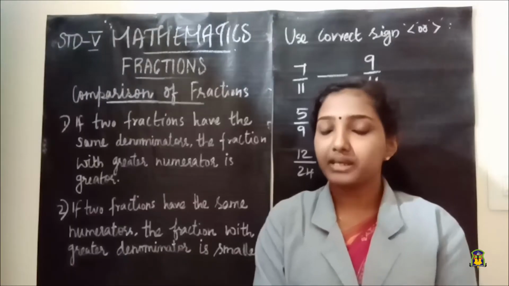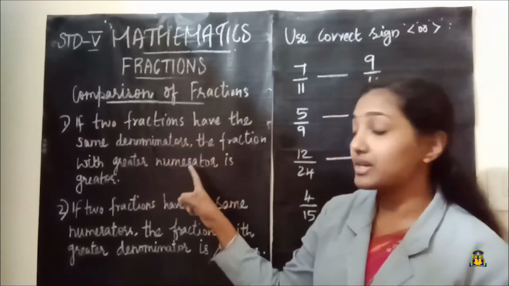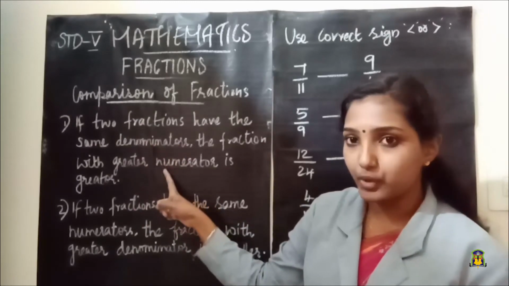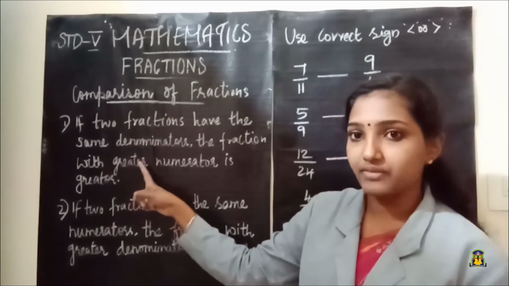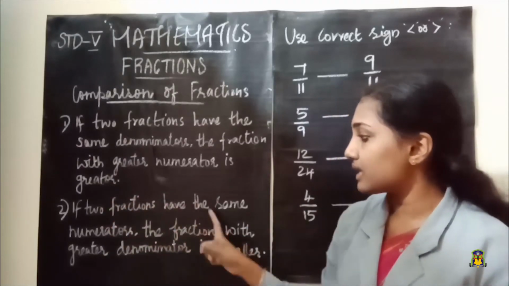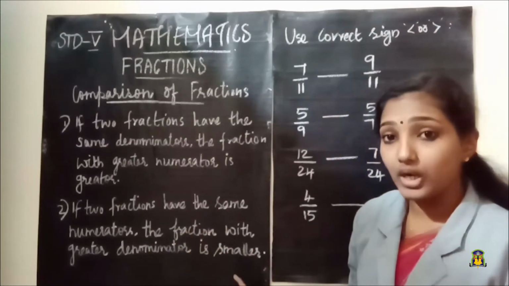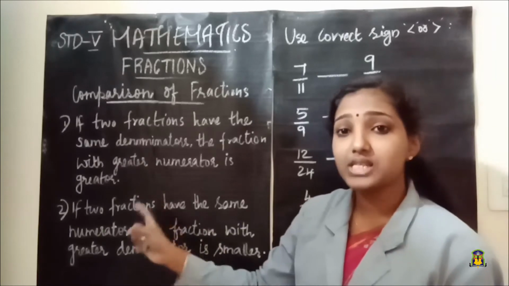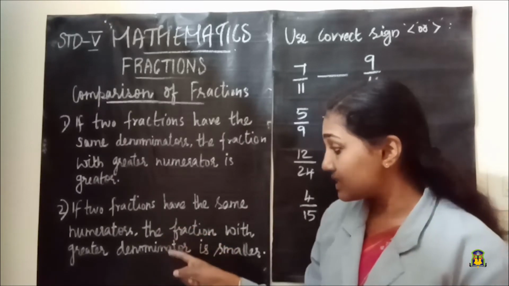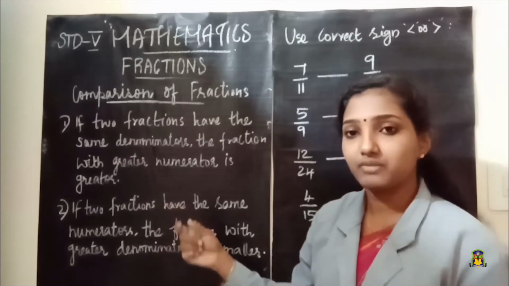Okay. To compare the fractions, what have we studied? If two fractions have the same denominators, the fraction with the greater numerator is greater. For the same denominators, we look at the numerators, and the fraction with the greater numerator will be the greater one. And if two fractions have the same numerators, the fraction with the greater denominator is the smaller one. So, if the two fractions have the same numerators, we look at the denominators, and the fraction with the greater denominator will be the smallest.